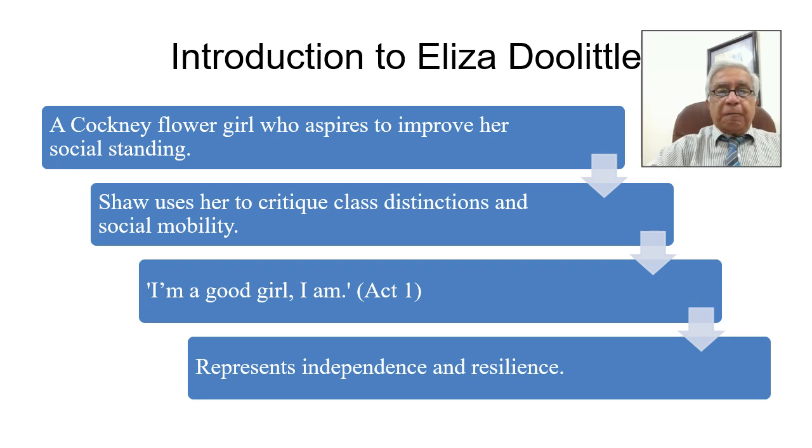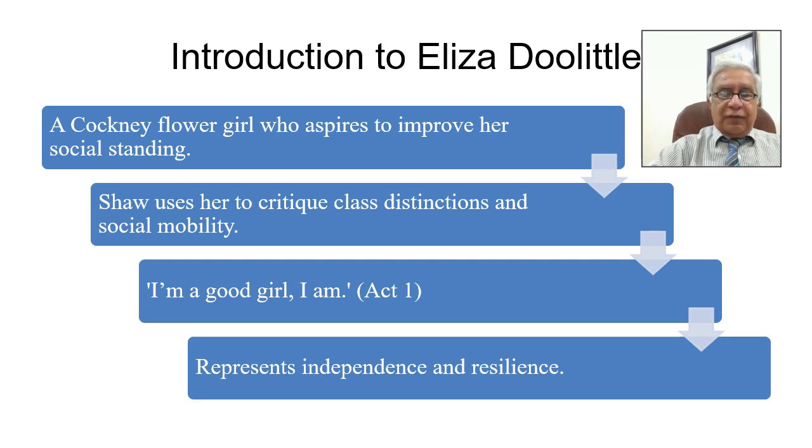So in that way, she uses especially the Cockney dialect, which is particular to the people of England in some part of London, and there they speak in the same way, and most of them belong to the poor class. That is why it is essential to recognize that she is a flower girl, she is from the poor class, and she wants to change her lifestyle. Shaw uses her to critique class distinction and social mobility.